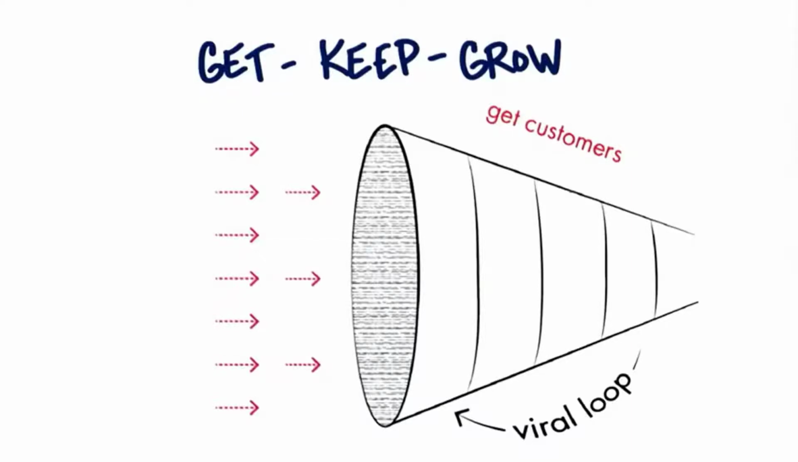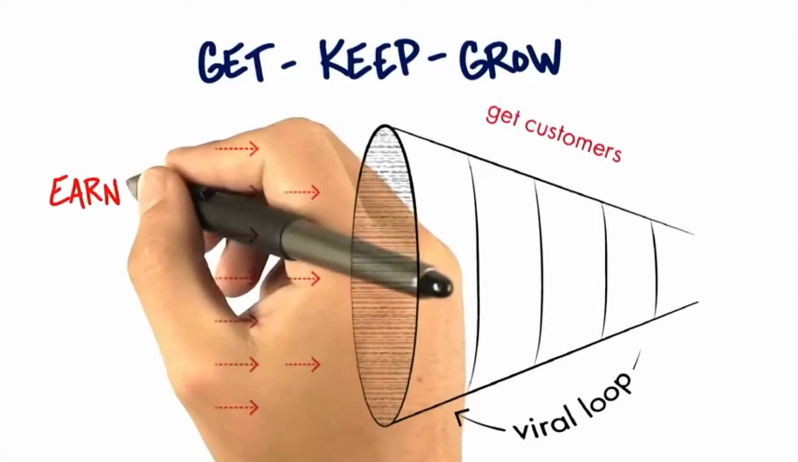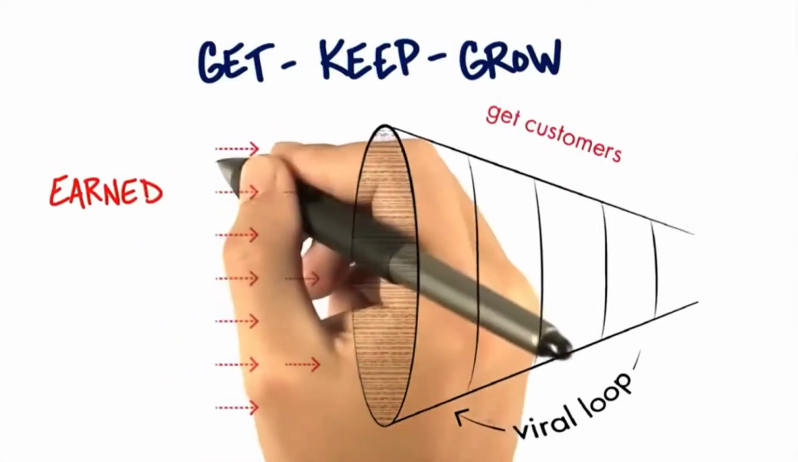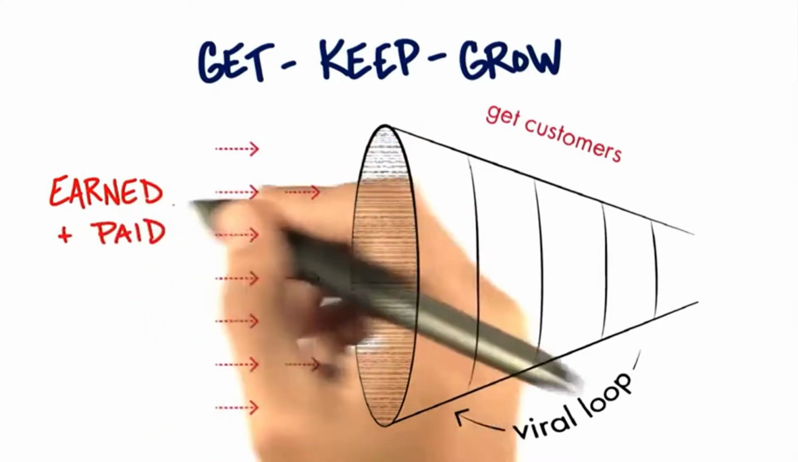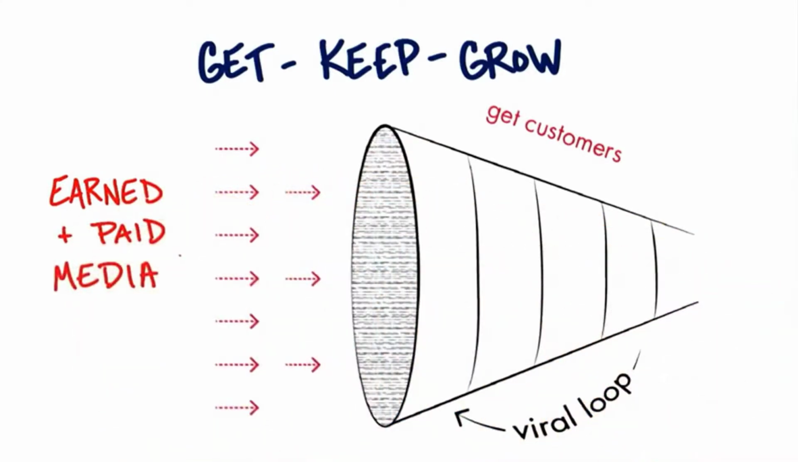So what does that mean? Imagine you're JetBlue, and you now have a new airline route going from LaGuardia in New York City down to Orlando, Florida. And you really want to get people to know about this new airline route. Well, the first thing you're going to use is earned and paid media. You might run TV ads, you might run radio spots, newspapers, your website, you might send out email.